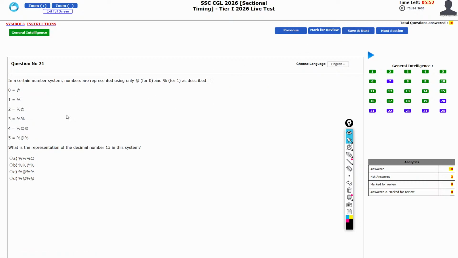In a certain system, what will represent the decimal 13 in this system? So percentage, percentage, percentage.